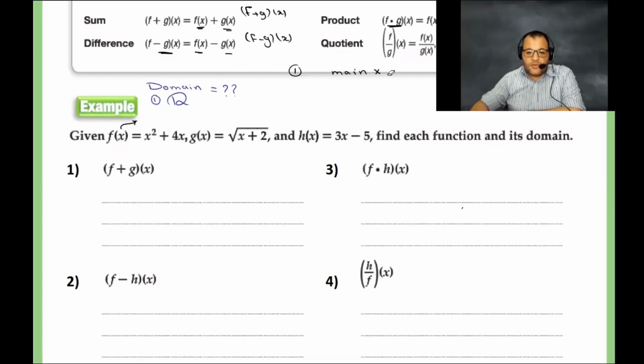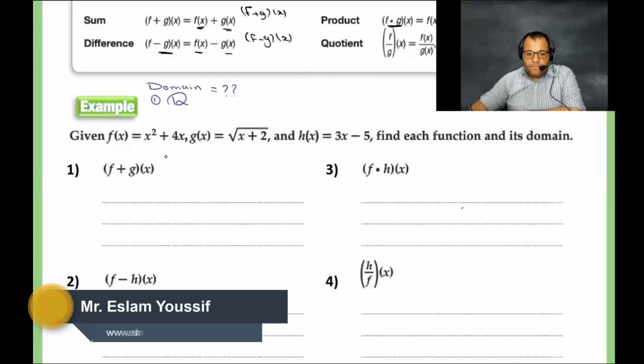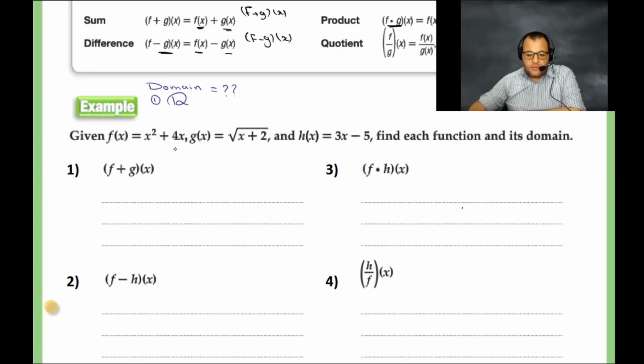The domain is R, but why is the domain R? Because it's a quadratic function. Quadratic is which type of function? It's an even function. Wait, sorry. This one is not even, and it is not odd. Actually, it's neither even nor odd.